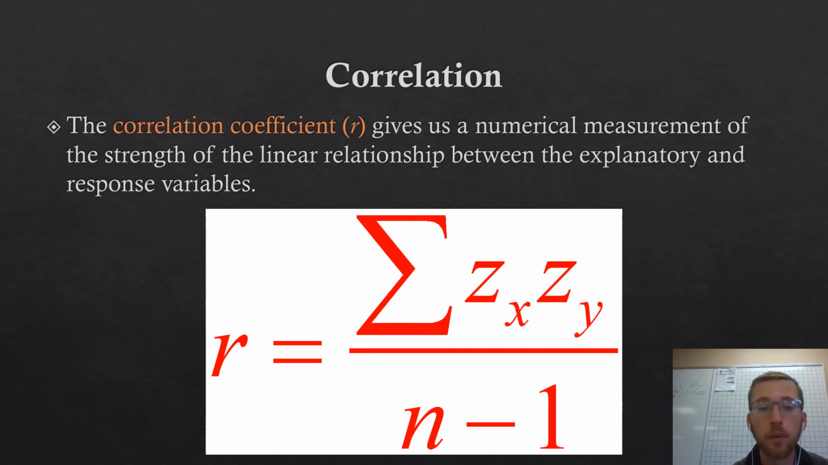So this is our equation for correlation, or the correlation coefficient. We denote this with the letter R. I'm not sure where that R comes from, but if you ever see R, just know that that is our correlation coefficient. And what that number does is it gives us a numerical measurement of the strength of a linear relationship between two quantitative variables.